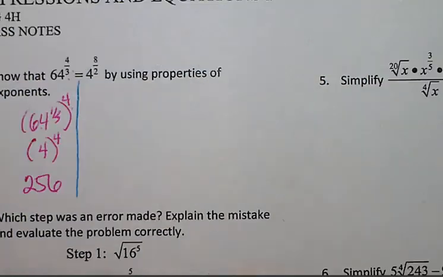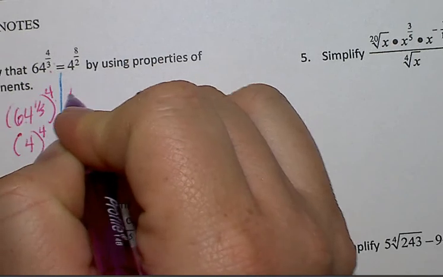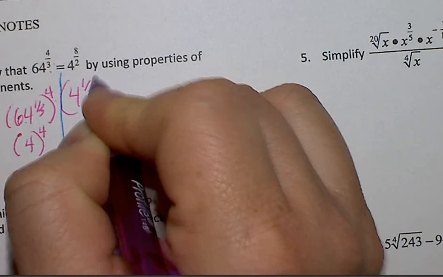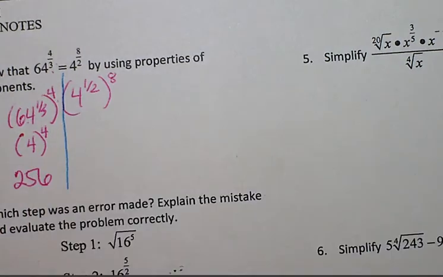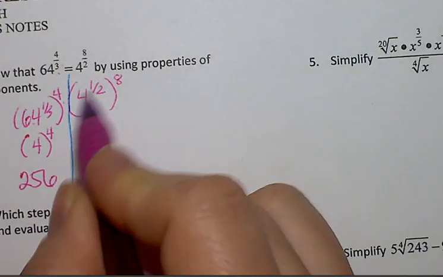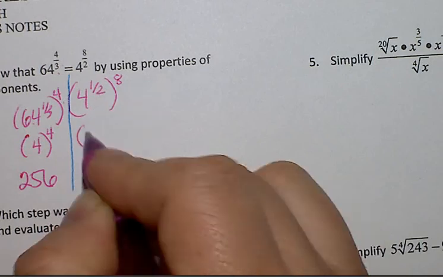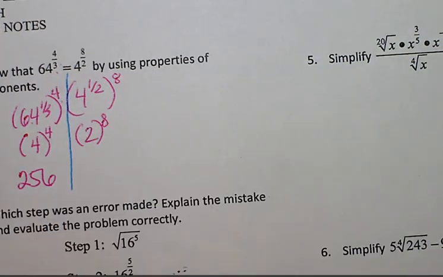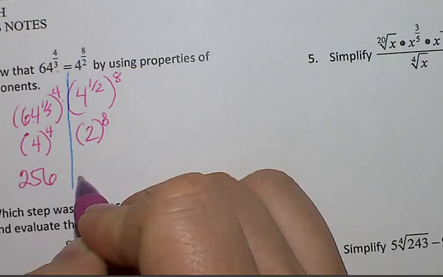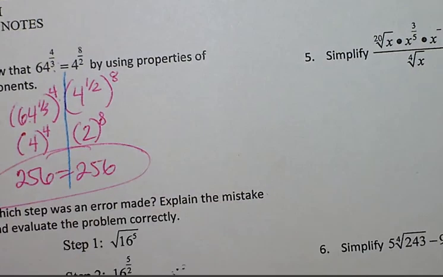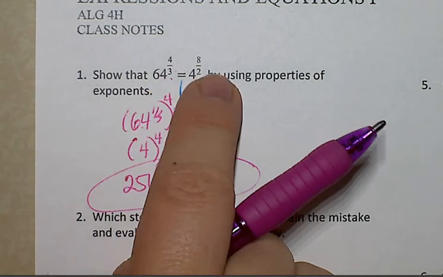So I'm going to do the exact same thing on the right-hand side using properties of exponents. First, I'm rewriting it as 4 to the 1/2 raised to the 8th power. This means the square root of 4, or what number times itself 2 times equals 4? The answer is 2. Can you please take 2 to the 8th for me? 256. Okay, I just proved that 64 to the 4/3 is equivalent to 2 to the 8/2.